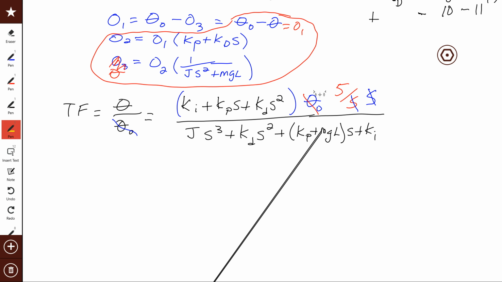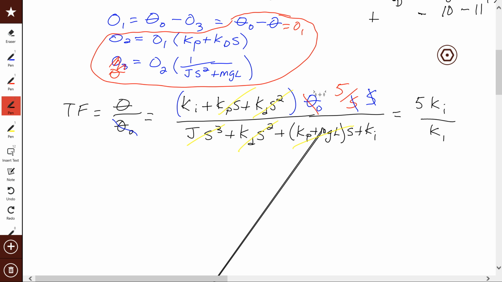So I'm going to use yellow. Here's one. Here's one. Here's one. Here's one. All of that. What are you left with? Yeah, it's going to be 5 Ki divided by Ki. Bang, bang. What's the answer? 5. Okay, tell me about the error. At steady state, what is the error? Zero.